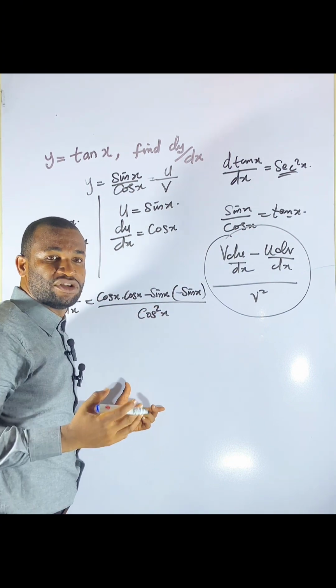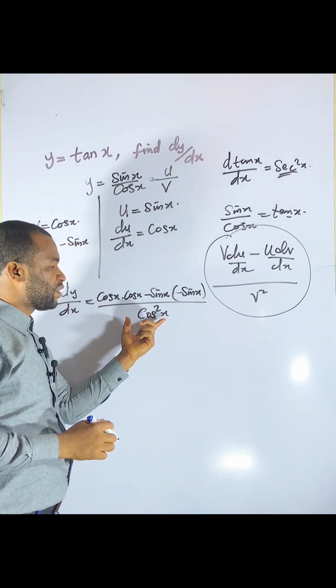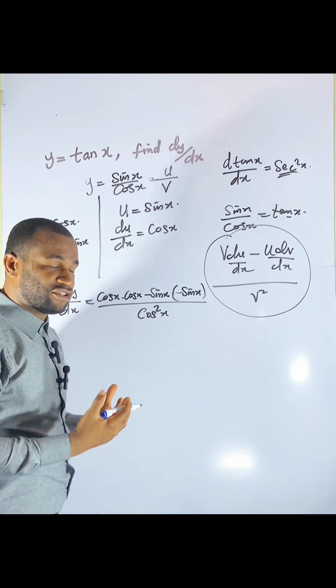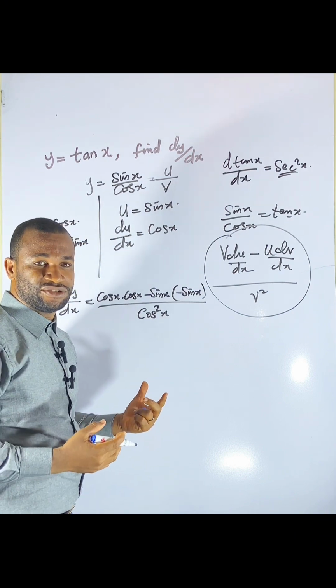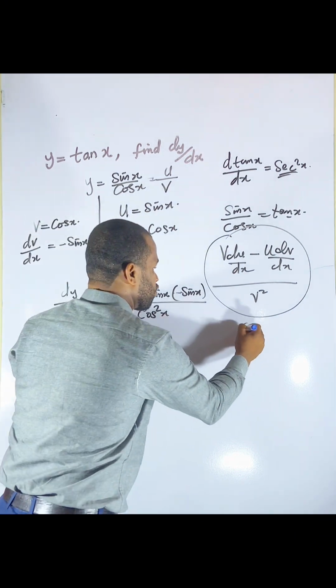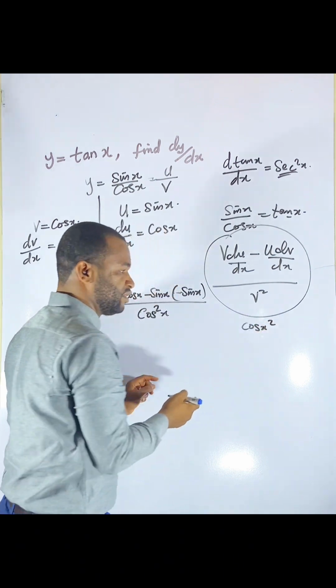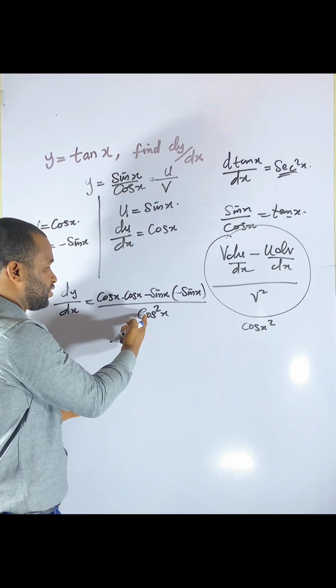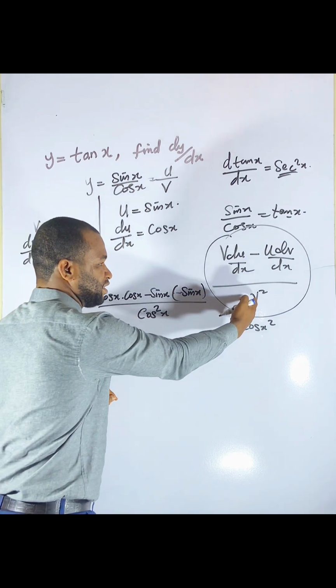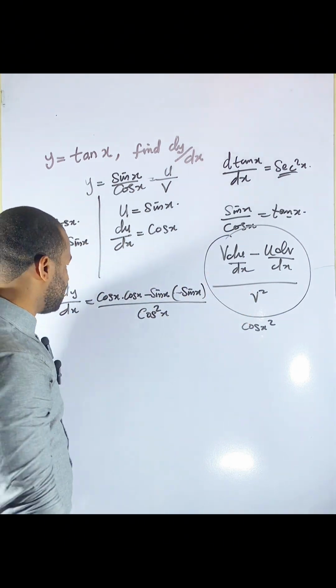You must be wondering, why do I write cos square x? In trigonometry, it is not the same thing as algebra. So you can't write cos x square. No, that's not the way to write it. You write it cos square x, and that is the same thing as v square. All right, so let's continue.